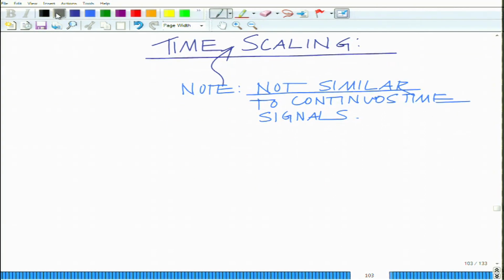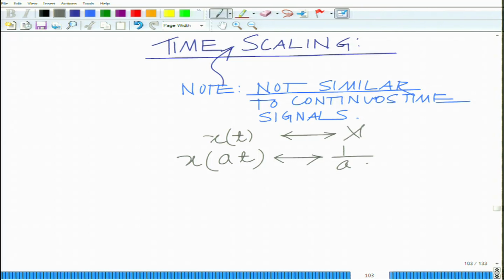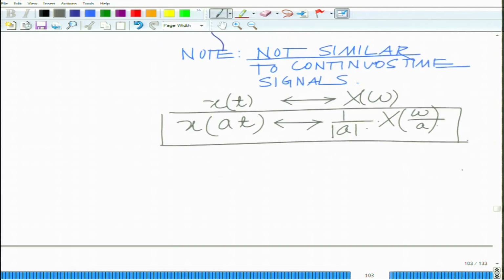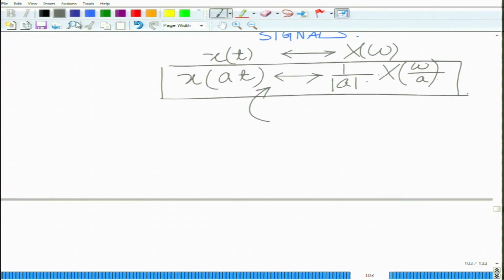The reason is as follows. If you look at a continuous time signal, if x(t) has the Fourier transform X(omega), then x(at) has the Fourier transform 1 over magnitude of a times X(omega over a). This is the result for time scaling, okay. However, this is not true for discrete time signals in general.